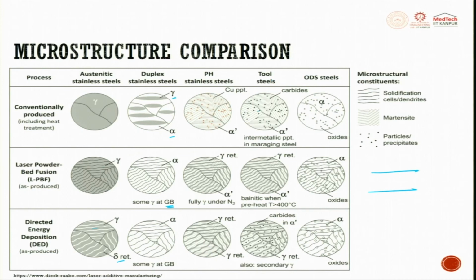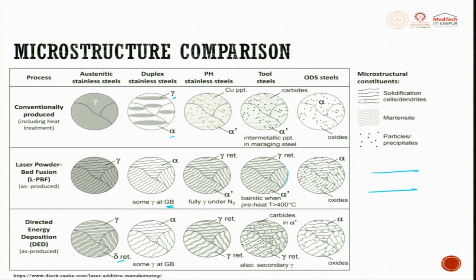Next is tool steel. You can see carbides are present everywhere, and then you can see alpha prime. So, intermetallic precipitates, as in maraging steel, can happen when we do it in tool steel. Here it is bainitic, with a preheating temperature greater than 400 degrees Celsius, and here you will have carbides in alpha prime. So, retained gamma is there, and these are all secondary gamma which is present.